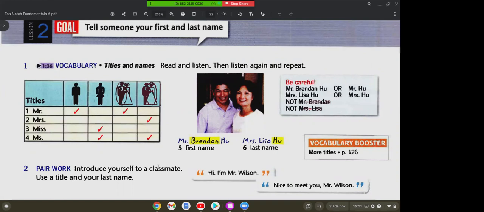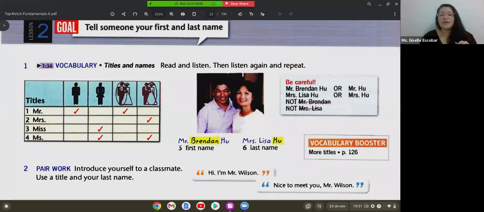Okay, so we have number 5 here, which is first name. Number 6, last name. Apellidos.